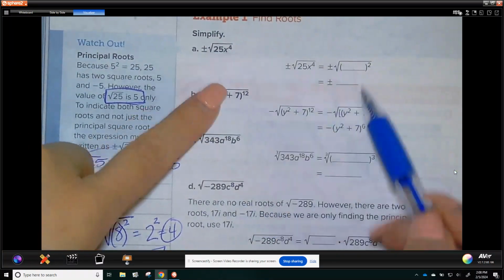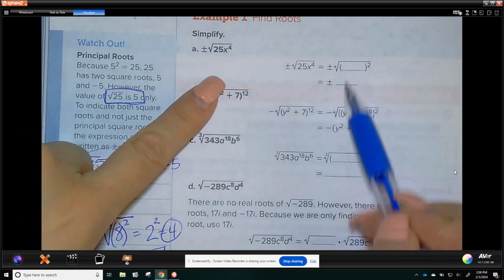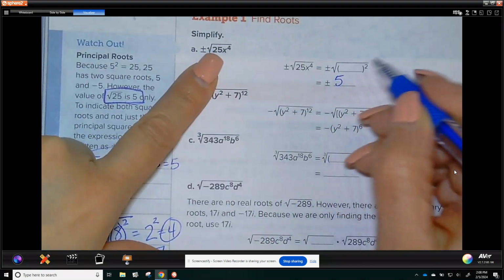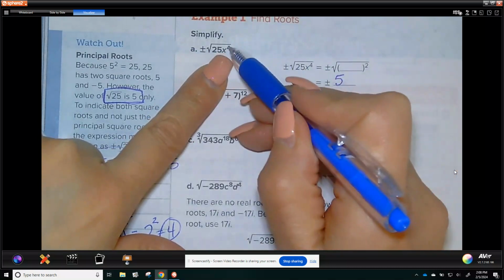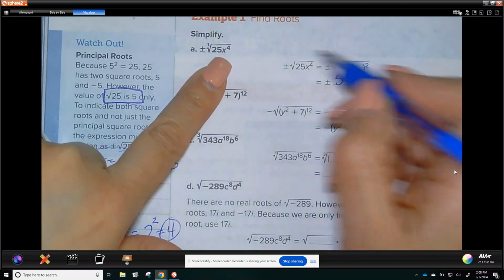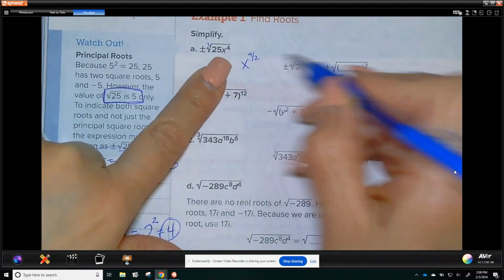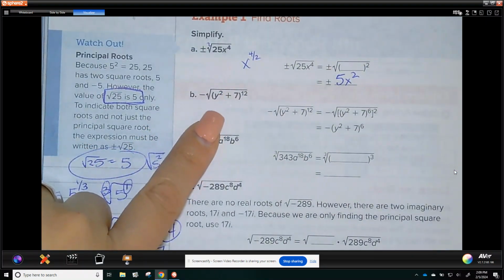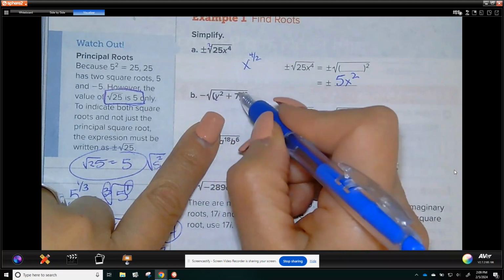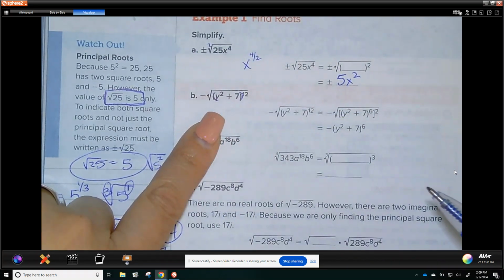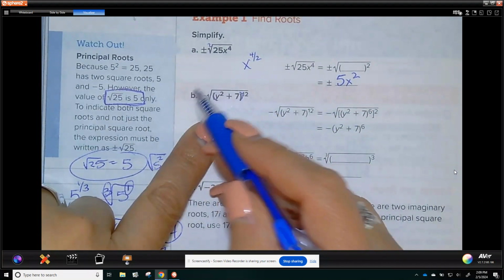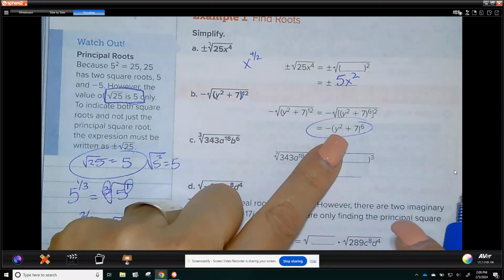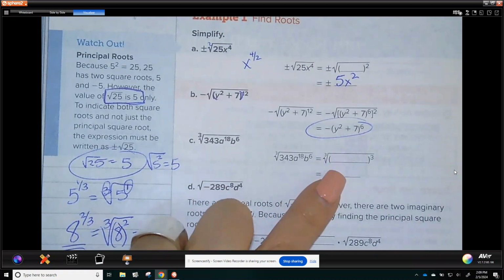So plus or minus is going to be in our answer. I'm just going to jump ahead. Square root of 25 is 5. Square root of x to the 4th, that's a 4, that's a 2. So it's x to the 4 over 2, which is x squared. This one, since these are in the parentheses, I could leave them like that. So I have 12 over 2. So that is 6.